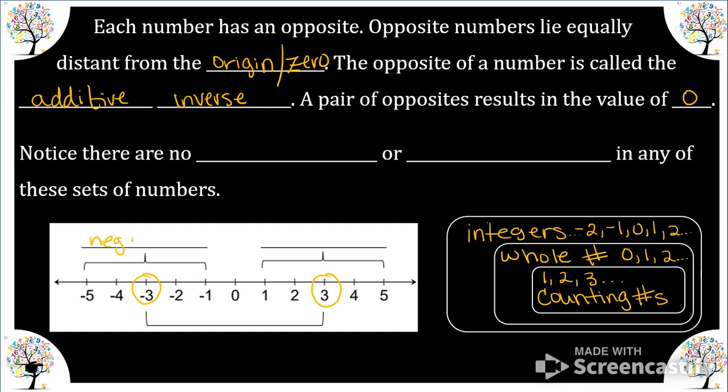Let's also go ahead and fill this back in. These are our negative numbers. These are our positive numbers. So make sure you notice, there are no fractions or decimals in any of these subsets. So integers are not fractions or decimals. So integers are the whole numbers, 0, 1, 2, 3, 4, and their opposites, the negative.